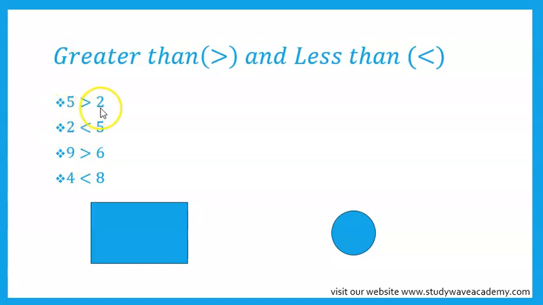5 is greater than 2. 2 is less than 5. 9 is greater than 6. And 4 is less than 8. Okay? Now we are seeing two objects here, right? We are seeing a square and a circle. So between the square and the circle, which is lesser and which is greater? The square is greater than the circle, right? So the square is greater than the circle, and the circle is less than the square. Do you understand? Good. So we understand the concept greater than and less than.